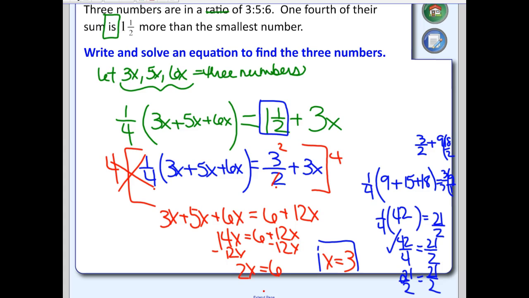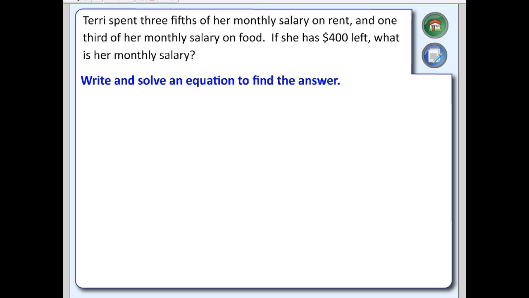Okay, now last story problem of the day. Let's go ahead and go to our last slide, okay? Now, it says Terry spent 3/5 of her monthly salary on rent and 1/3 of her monthly salary on food. If she has $400 left, what is her monthly salary? Okay, so we've got to figure out monthly salary. So that's what I'm going to make x. Let x equal her monthly salary.